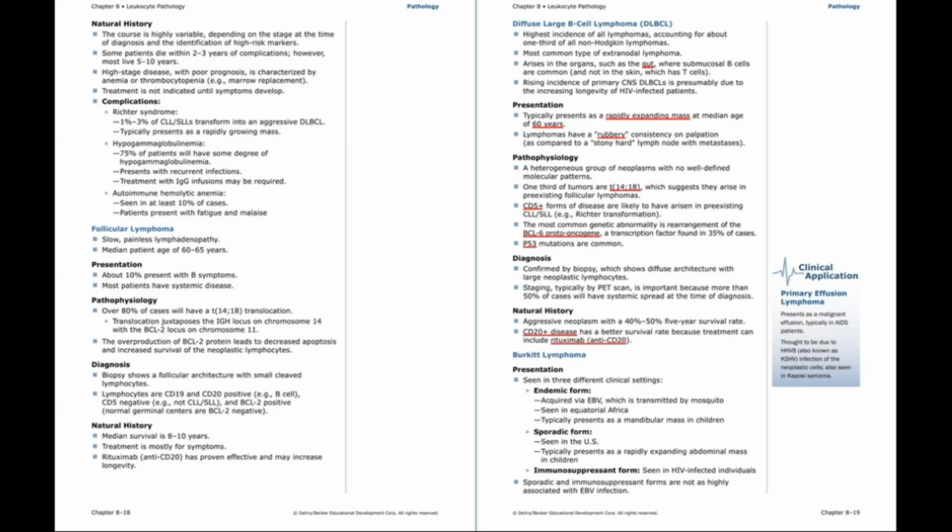Burkitt lymphoma really has to be thought of in 3 different settings. The endemic form, acquired via EBV, transmitted by mosquito, is seen in equatorial Africa. It typically presents as a mandibular mass in children. Figure 8-4.1f shows the classic presentation of a Burkitt lymphoma in its endemic form. In the United States, it has a very different form as the sporadic form. It typically presents as a rapidly expanding abdominal mass in children. The third pattern is the immunosuppressant form seen in HIV individuals.